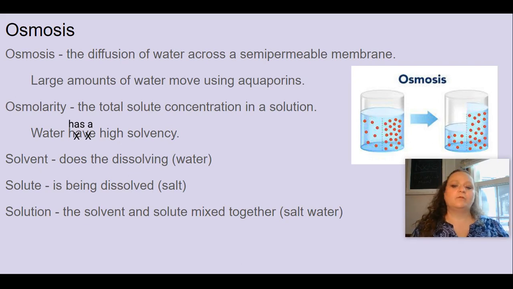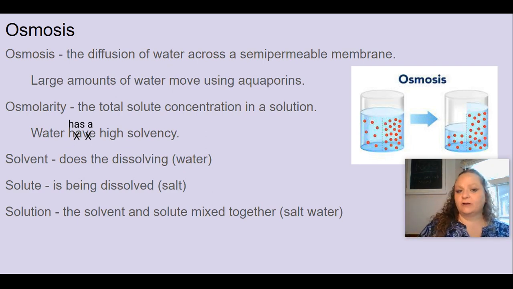When large amounts of water move back and forth across the membrane, because water is polar, because it's a larger molecule, it needs to move through a channel called an aquaporin. And that's something that we talked about in a previous video. Osmolarity, which is the total solute concentration in a solution, is really, really important to how much water moves and how quickly it moves through these aquaporins.